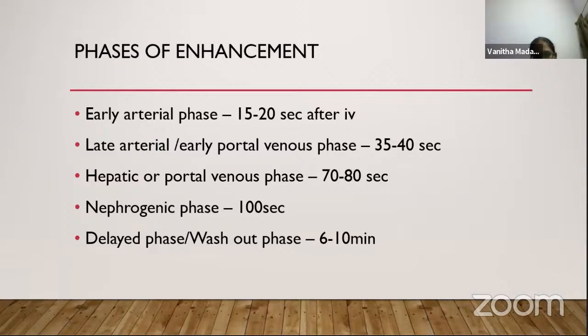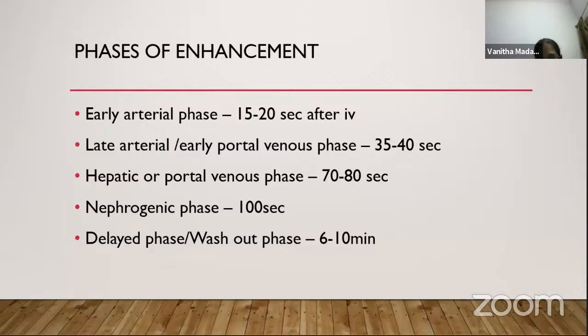The late arterial or early portal venous phase is from 35 to 40 seconds after IV administration, where we can see hypervascular lesions related to the arterial blood supply, and liver tumors like focal nodular hyperplasia or hepatocellular carcinoma. The hepatic or portal venous phase is where we can see hypoenhancing lesions like hepatic cysts or abscesses, and most liver mets can be appreciated in this phase.